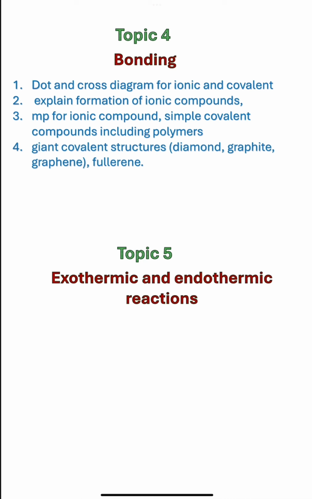And then the giant covalent structures, very common in the exam. It doesn't have to be a big question, but you need to at least know the basics about diamond, graphite, and graphene. Remember that diamond doesn't conduct electricity and it's very hard and has a high melting point. And then graphite and graphene can conduct electricity because they have free electrons which can carry the charge. And then fullerene is not a giant covalent structure. It's one of the carbon allotropes. And the most important thing about fullerene is its uses, especially in medicine.